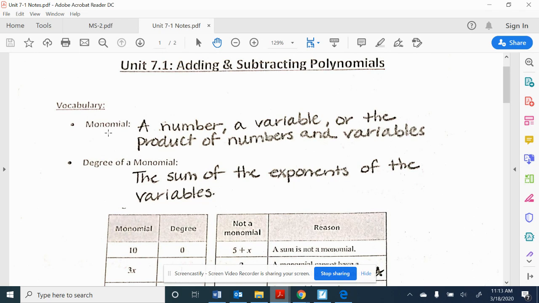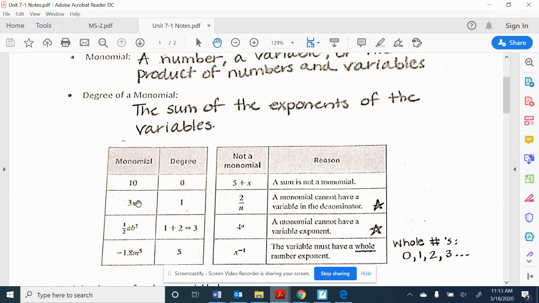Mono, of course, means one. So a monomial is a number, a variable, or the product of numbers and variables. Something like, as we see an example down here, 3x or 1/2 ab squared. There's a number, there's a variable, or there's a product of variables. That is a monomial. Another name for a monomial is a term.